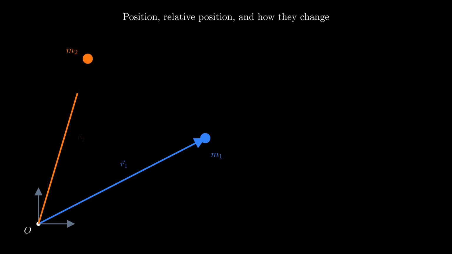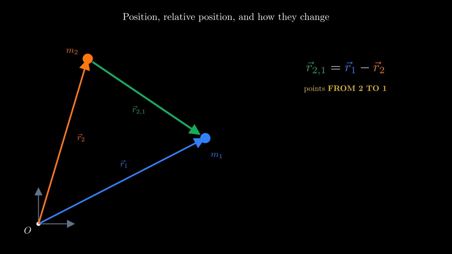Now the geometry. Pick an origin and draw the position vector r1 from the origin to object 1 and r2 from the origin to object 2. Define the relative position of object 1 with respect to object 2: r21 equals r1 minus r2. As a vector, it stretches from object 2 to object 1.